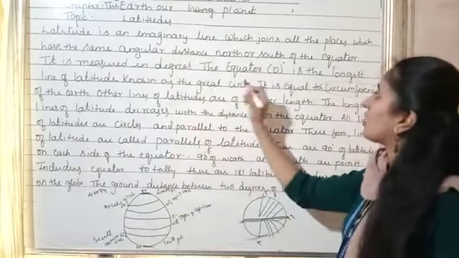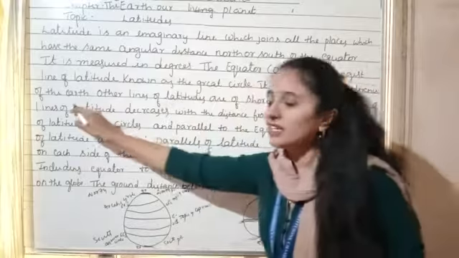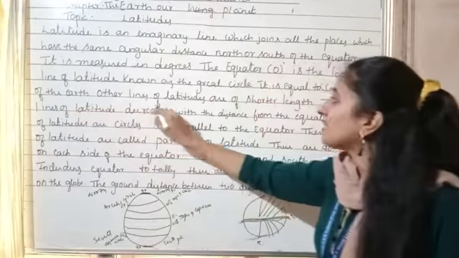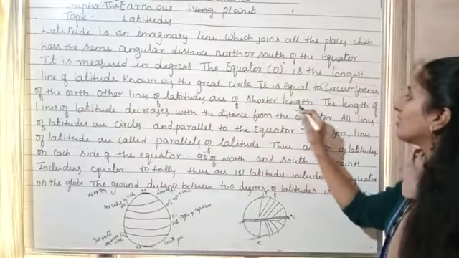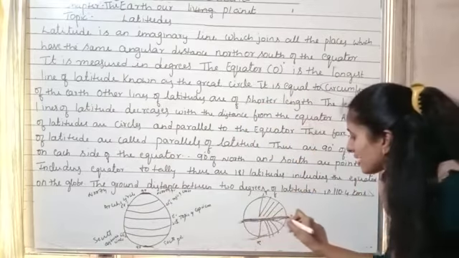So that is why it is said to be equal to the circumference of the earth. The other lines of latitude are of shorter length. So the equator is there, children.